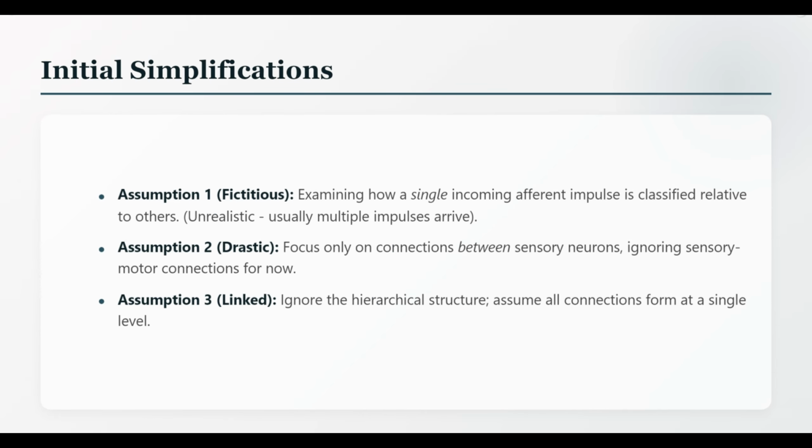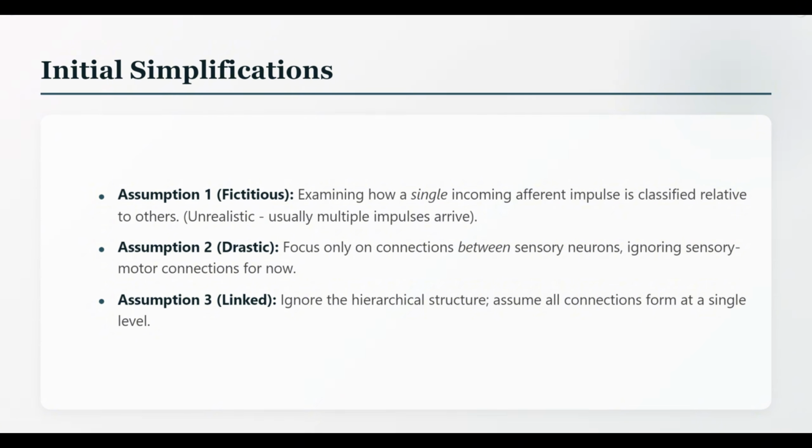So, what are these simplifications? First, we'll pretend to look at what happens when just one lonely sensory impulse arrives. Forget the fact that usually dozens or hundreds arrive together. Second, we're going to ignore the motor system entirely for now. Let's just focus on how sensory signals talk to each other within the sensory realm. Third, we'll pretend the brain's hierarchical structure doesn't exist. Imagine all these connections forming in one big flat network.